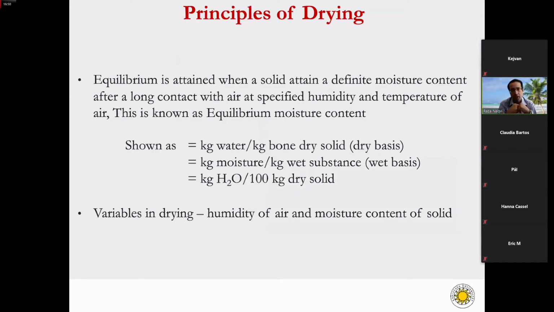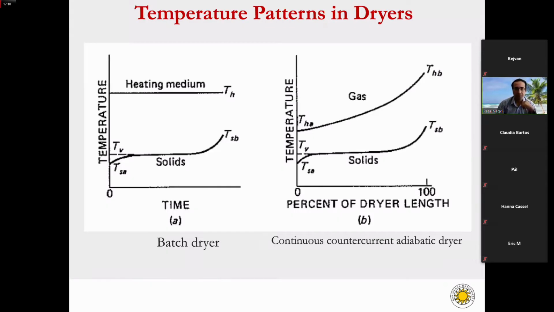And there are two main variables in drying: one, the humidity of air, and two, the moisture content of the solid. In drying, we always would like to have the humidity of air less than the moisture content of the solid, so that the mass transfer happens from the solid surface to the gas.